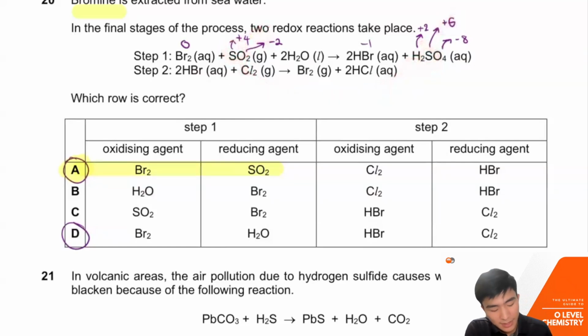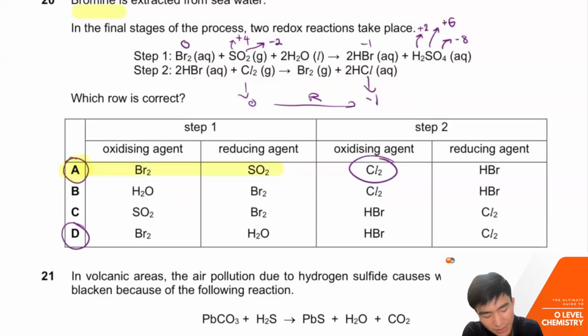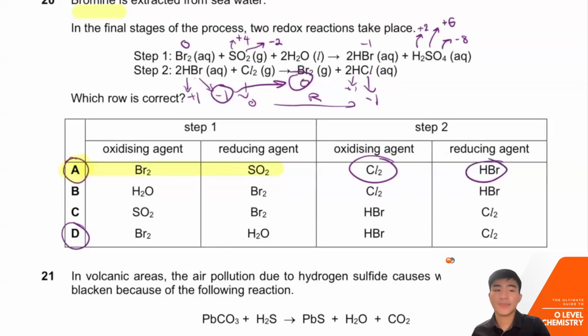Now step number 2, HBr, Cl2, Br2, and HCl. Can you see over here, chlorine originally is 0, now it becomes -1. Hence, when it reduces itself, it is called the oxidizing agent. HBr: originally, hydrogen is +1, bromine is -1. Now it becomes 0. Hydrogen remains as +1. So you can see bromine is getting oxidized, and hence is the reducing agent. So answer A for question 20.